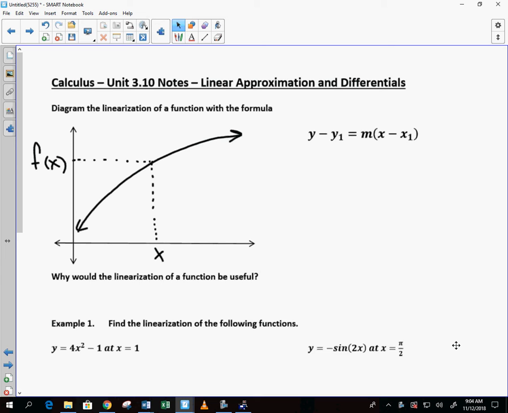And the idea is this: if you have a curve given an x value and f of x, so that's our coordinate, x, f of x. Everybody okay with that? All right.